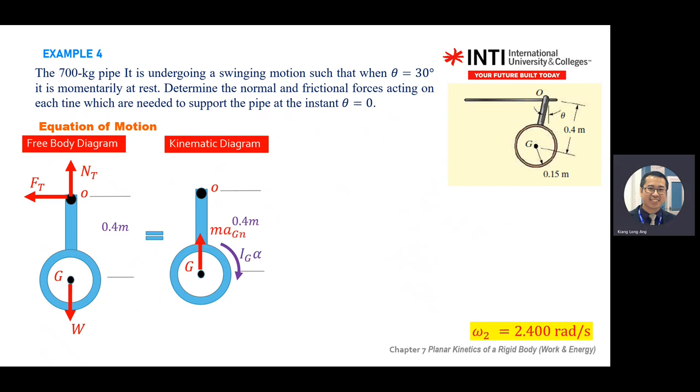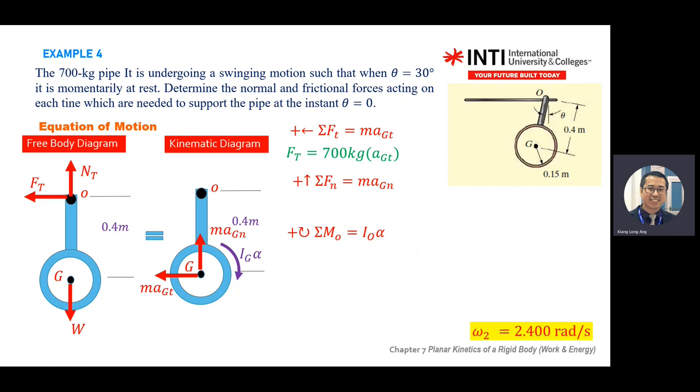So in this case, you see your A has two directions. Why? Because this object was swinging in circular motion. So in circular motion, you have normal and tangent. Normal always points to the center. Tangent always follows the motion direction. Okay, this is a curvilinear motion. Then when you have a rotating body, you have one more term, which is I_G alpha. This is a bit special compared to particles. So when you have a rigid body, you have one more moment, I_G alpha.